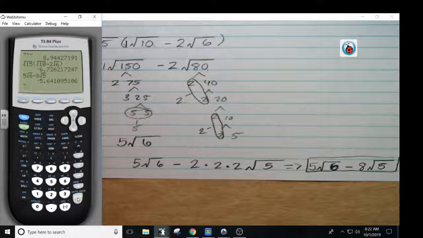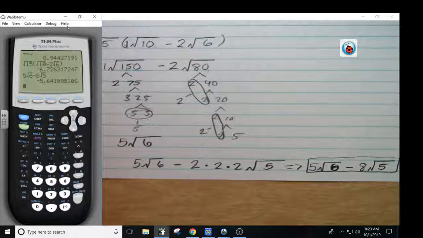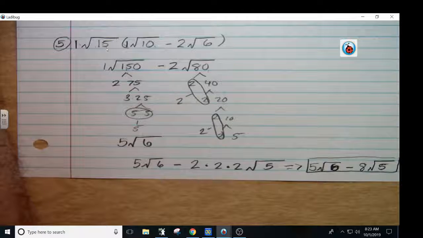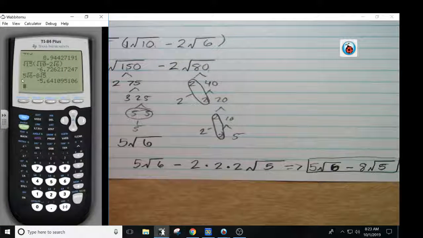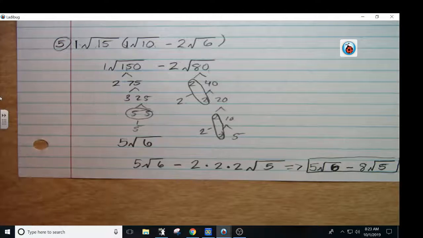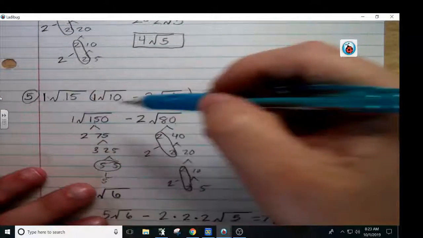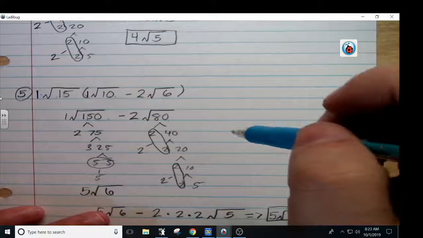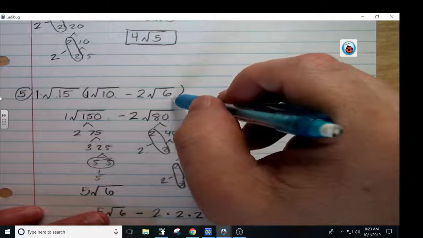Now, something's wrong, okay? So we've got 5 square root of 6 minus 8 square root of 5. Notice these are different. So something's wrong, okay? Let's see what we got. All right, so let's see what's wrong. We multiplied 15 times 10 and got 150, okay? We multiplied 15 times 6 and got 80.